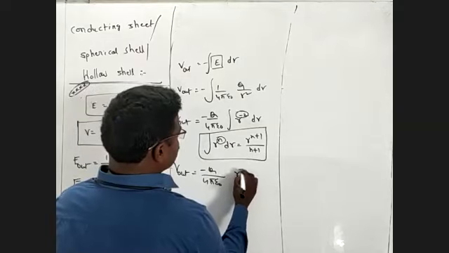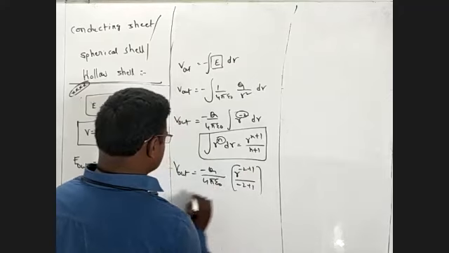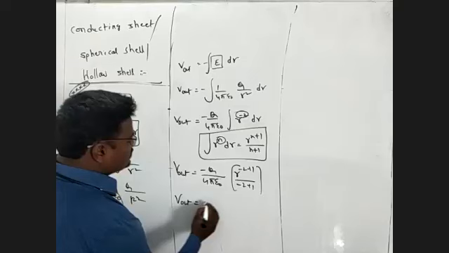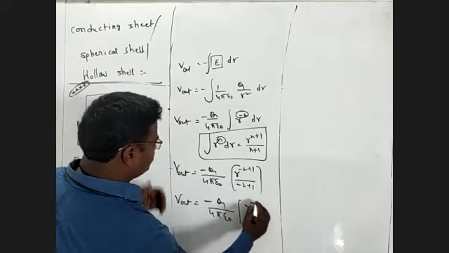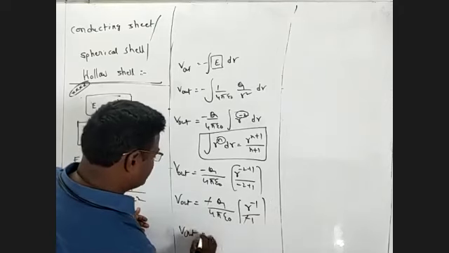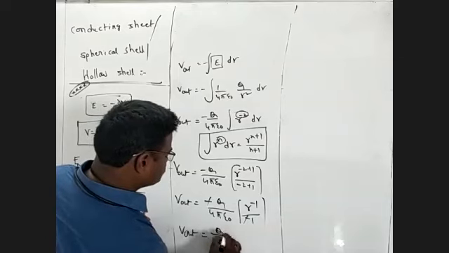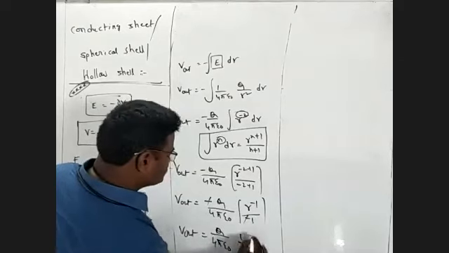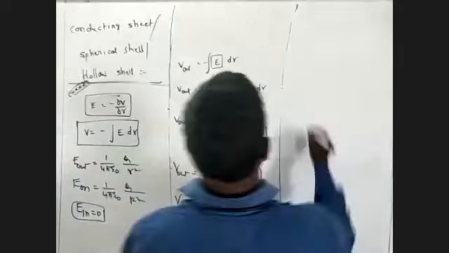Minus 2 plus 1 by minus 2 plus 1. There is no limit here, so it is minus Q by 4 pi epsilon naught times r to the power minus 1 by minus 1. Minus 1 and minus 1 cancel out. So V out is equal to 1 by 4 pi epsilon naught Q by r, since r to the power minus 1 means 1 by r. This is V out.